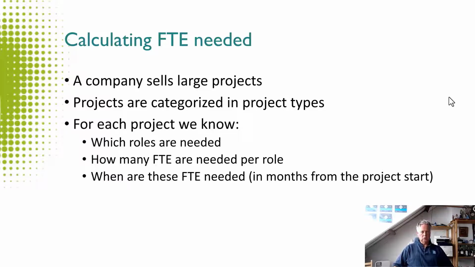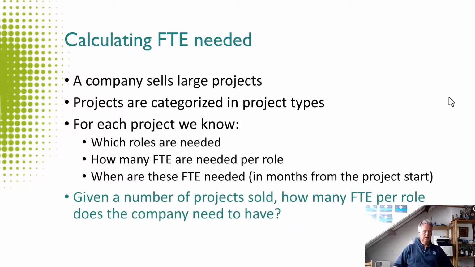For each project, we know which roles are needed, how many FTEs per role, and when these FTEs are needed, in the month of the project start and in the places where the projects are. And what we want to solve in this one formula is this. Given a number of projects sold, how many full-time equivalents per role does our company need to have? And before we can give an answer to this question, we first start to look at what are the tables we use.